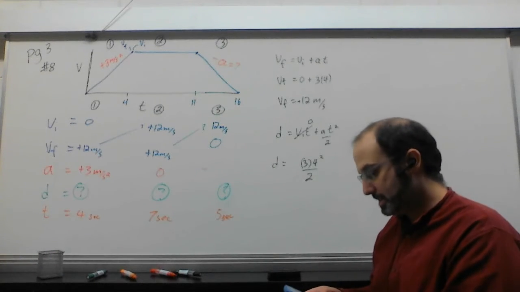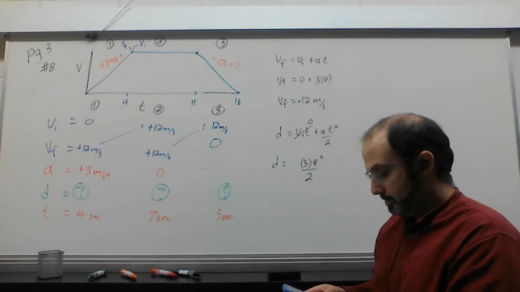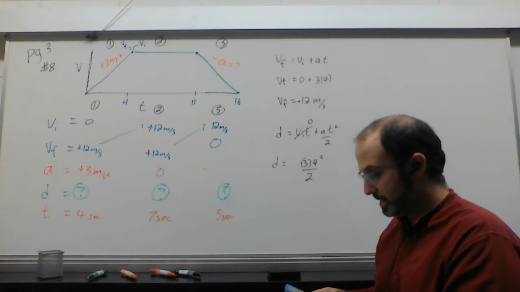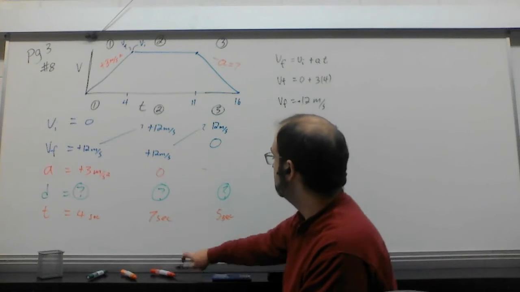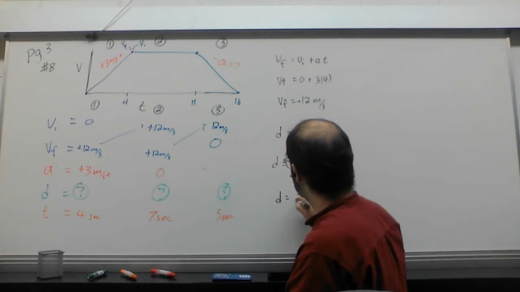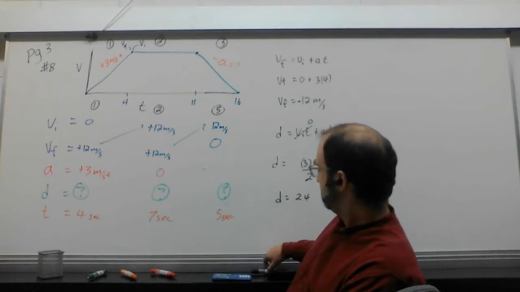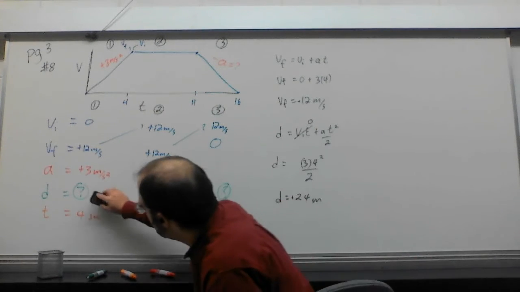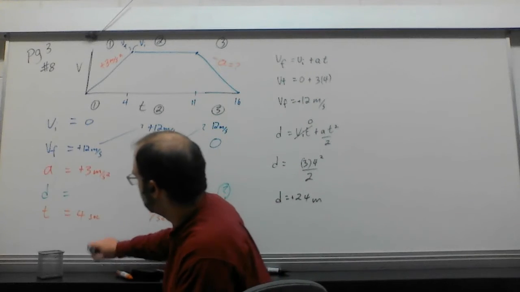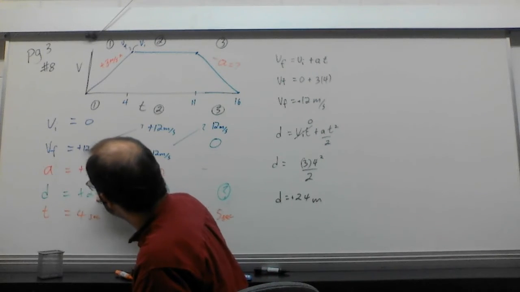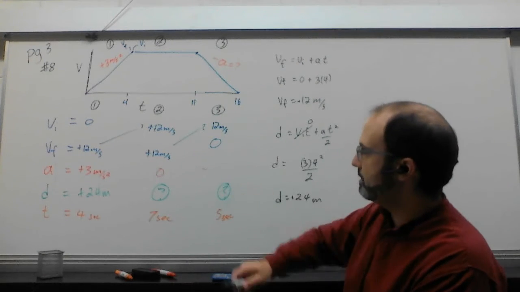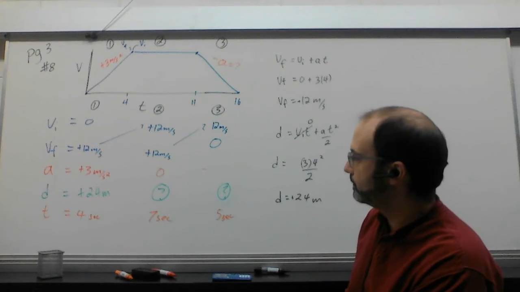4 squared, 16, times 3 divided by 2, and we get a nice 24. So D here equals 24 meters positive. So I can come over here, erase, and fill it in. Plus 24 meters.